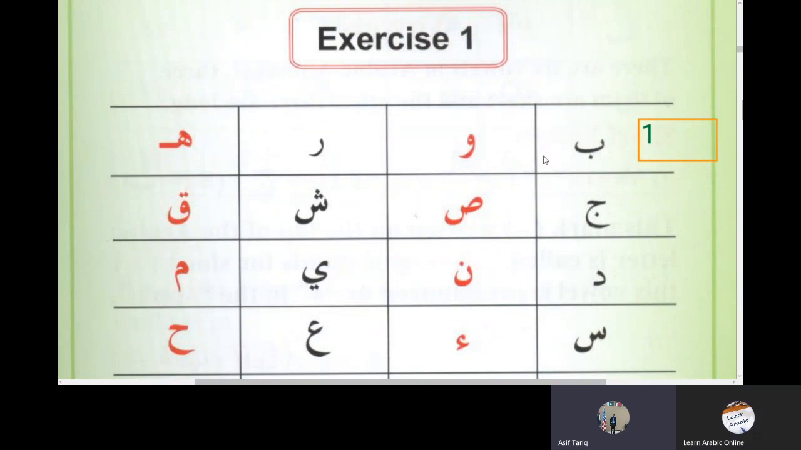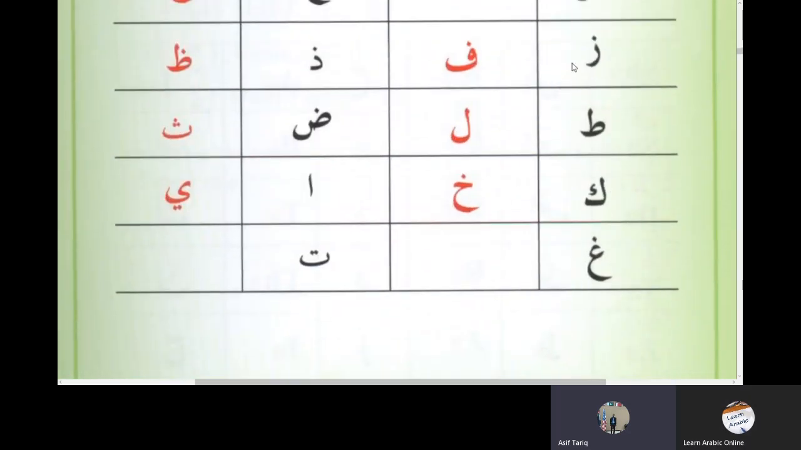Okay, this is Ba, Ra, Ha, Jim, Sod, Sheen, Dal, Noon, Ya, Meem, Sin, Hamza, Ain, Ha, Za, Fa, Dal, Dha, Ta, Lam, Da, Dod, Tha, Kaf, Kha, Alif, Ya, Ta.